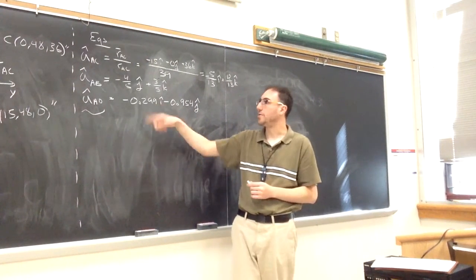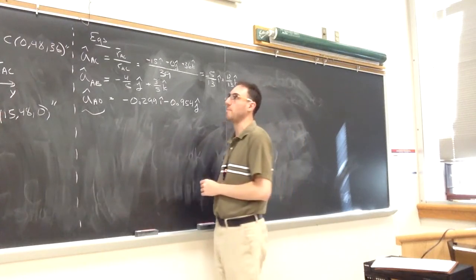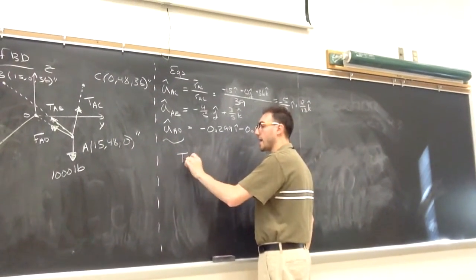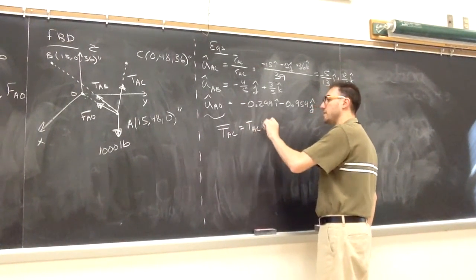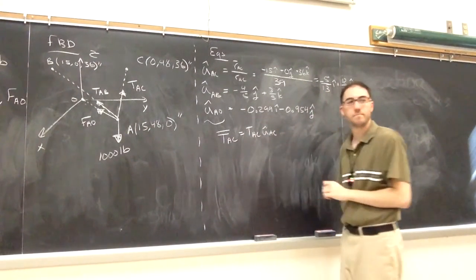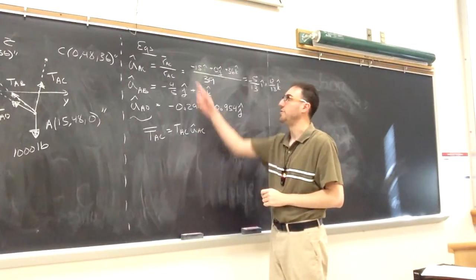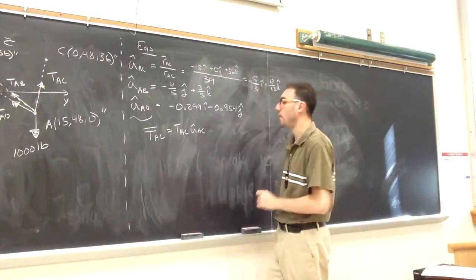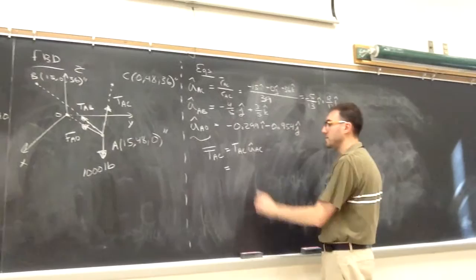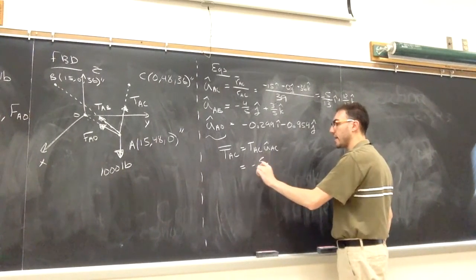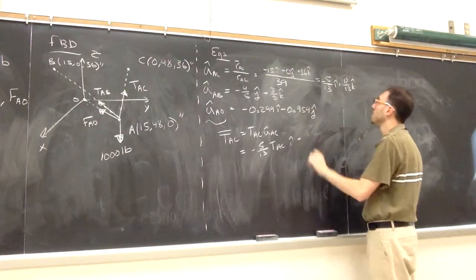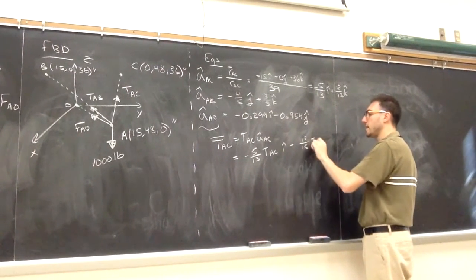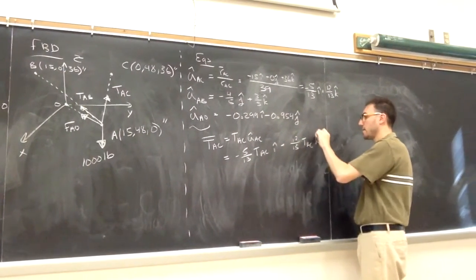All right, so why did I do this? I do this before I get to the equilibrium equations. Again, I can write vector TAC as its magnitude times its direction. I don't know its magnitude, but as I just found, I know its direction. So this can be written as negative 5/13 times TAC i plus 12/13 times TAC k.